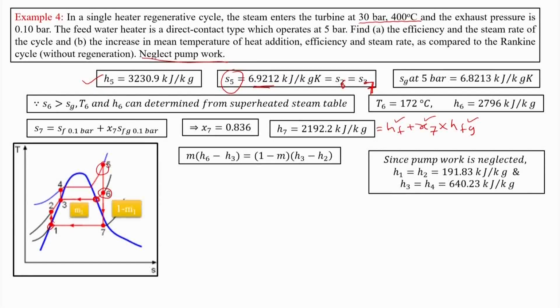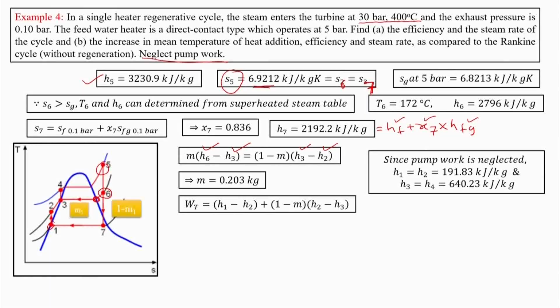Then, since a direct feed water heater is given to us, this is the formula which we were knowing. From that we can find out M. Since H6 is known from the previous step, H3 is known as the liquid saturation enthalpy, and we know H2. So knowing all these things, we can find out M. Then we can find out turbine work.